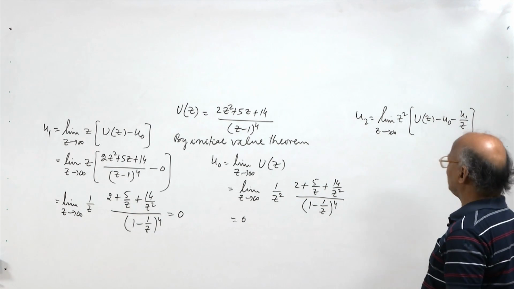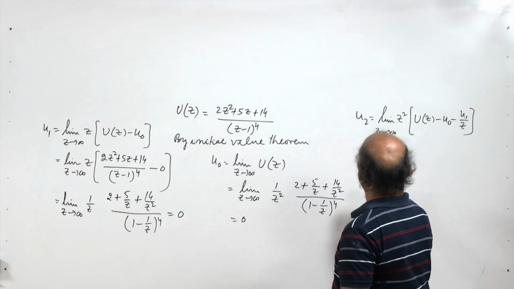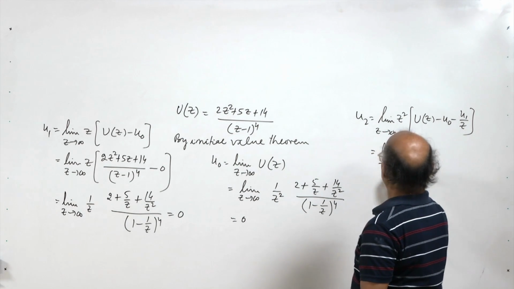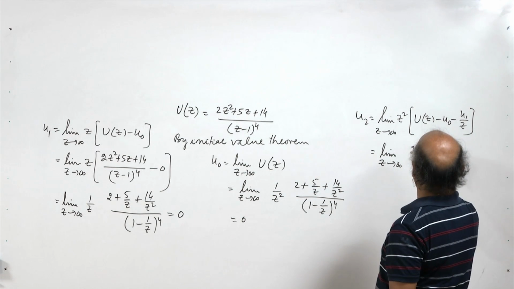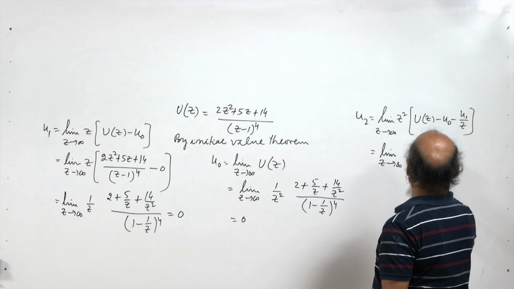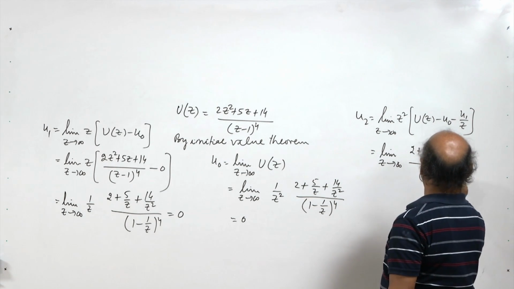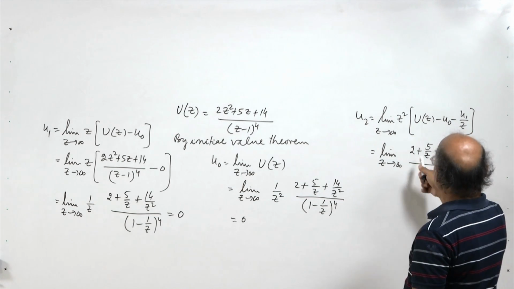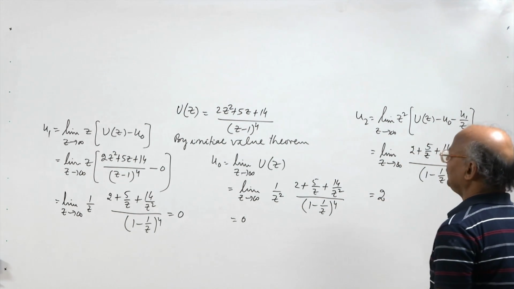u naught and u1 both are zeros, and when we multiply Uz by z square, what we get is limit z tends to infinity of (2 plus 5 by z plus 14 by z square) divided by (1 minus 1 by z) to the power 4, and when z goes to infinity this limit clearly is 2. So, we get the value of u2 as 2.